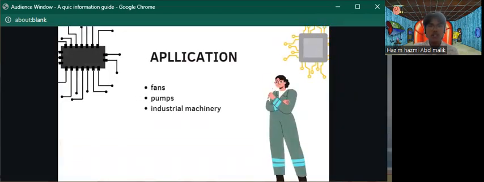Lastly, the application of the single phase to single phase cycloconverter. The applications are fans, pumps, and industrial machinery.